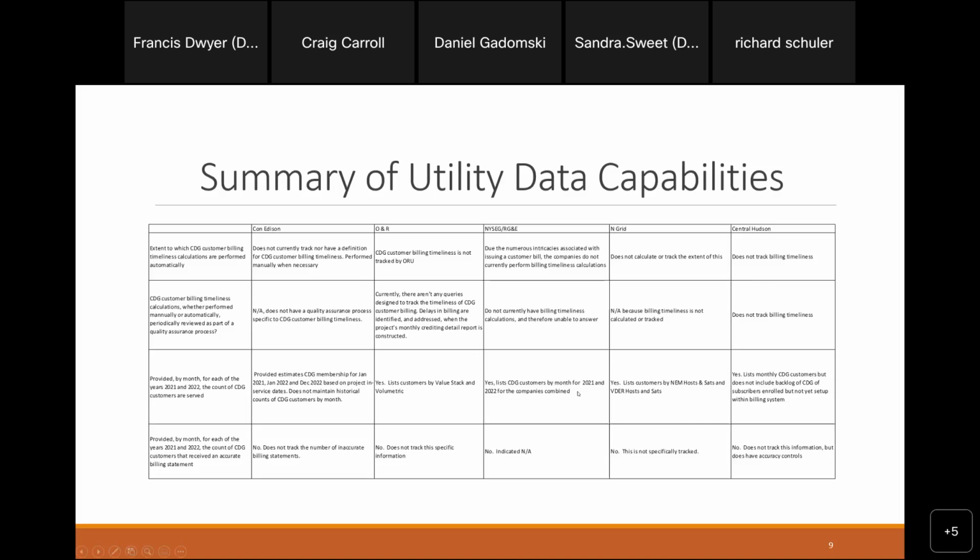So for the most part, the utilities did track the number of CDG customers over the last 2 years. Some could provide it every month. Other ones had it for a few snapshots of months over that 2-year period. And then in regards to how many of those customers received accurate billing statements, that was something that the companies did not appear to track across the board. And if you go to the next slide, please.